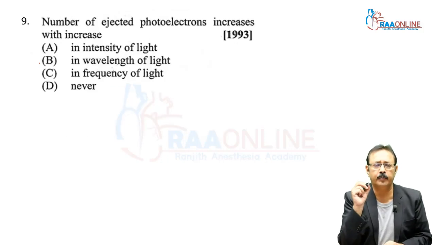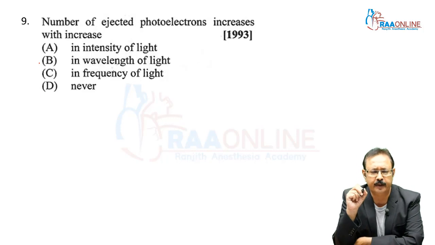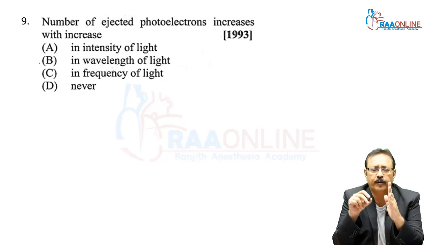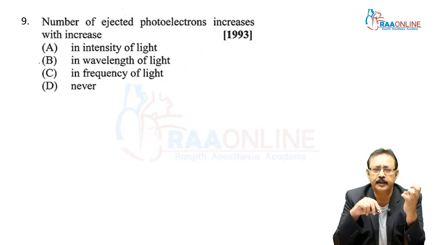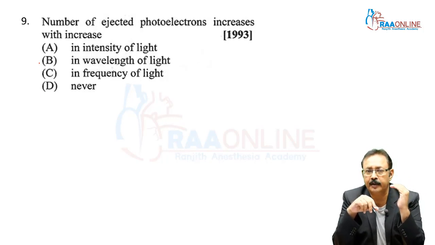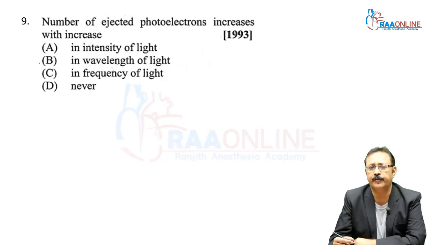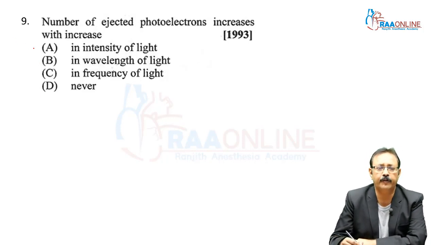Ninth, it is from 1993 AIPMT. The number of ejected photoelectrons increases with increase. You know that if you are changing the wavelength or frequency, you are only changing the energy of moving photons. But if you are increasing the intensity, you are increasing the number of photons, more ejected electrons. So you can increase the number of ejected electrons with the help of intensity. So we will go with option A.